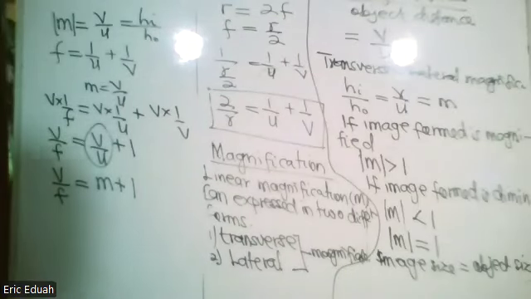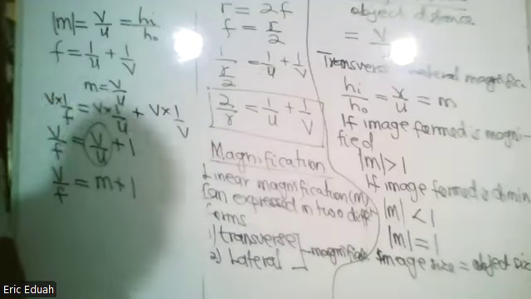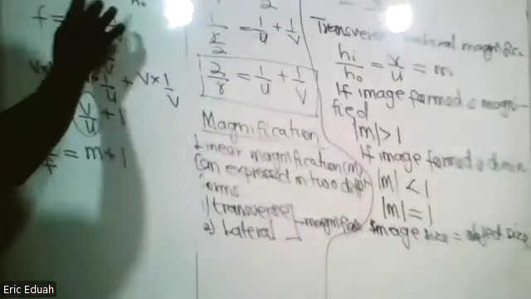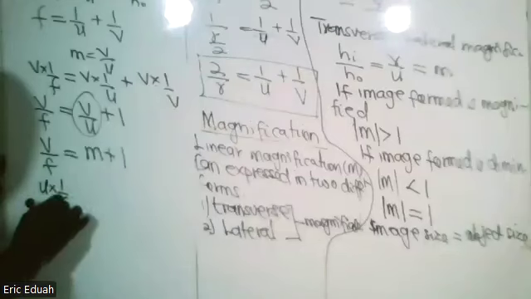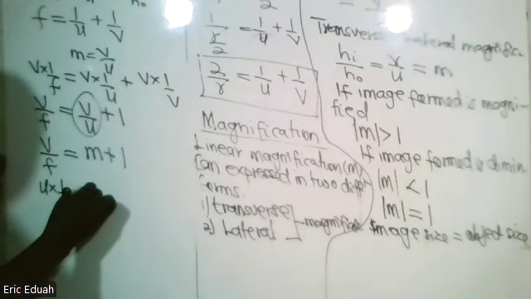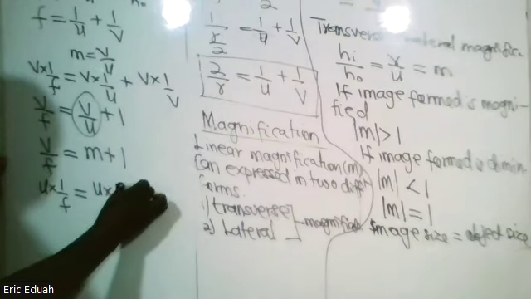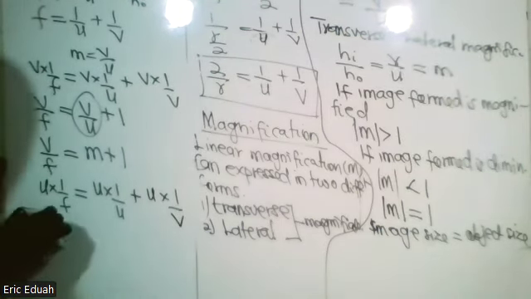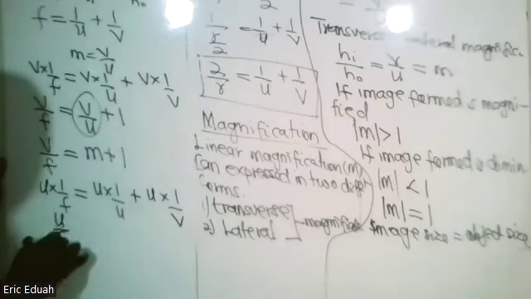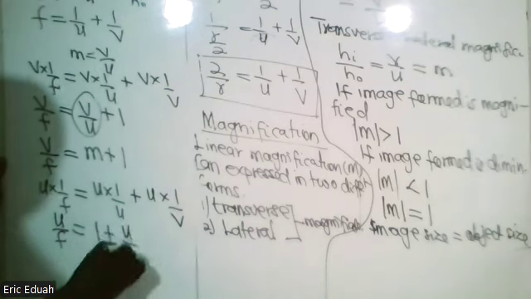We can also multiply through by u to have the same magnification formula. If we multiply this through by u, we have u times 1 on f equal to u times 1 on u plus u times 1 on v. So we have u on f is equal to 1 plus u on v.